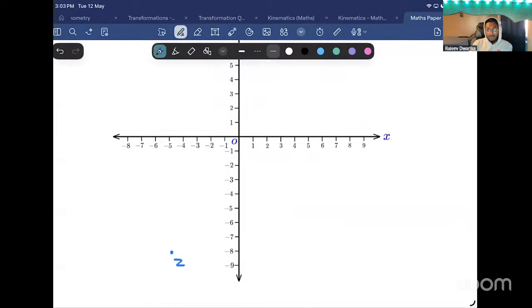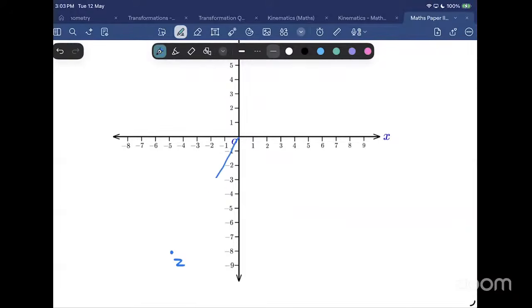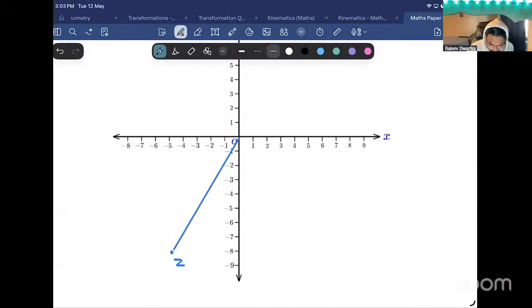Talk to me, guys. Why are you so quiet? You see that as -5, -8, right? That's Z. Yes, sir. All right. And if I connect the origin to this, I would create vector OZ, which is a what? What kind of vector is that?